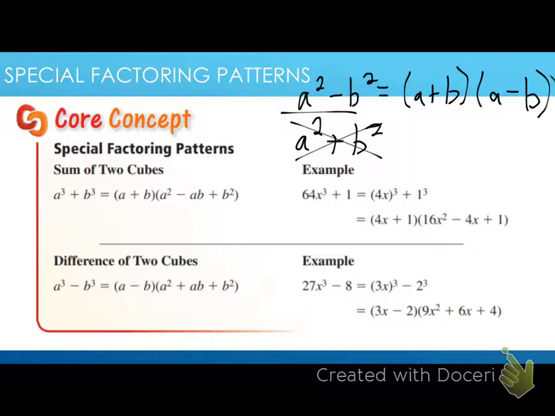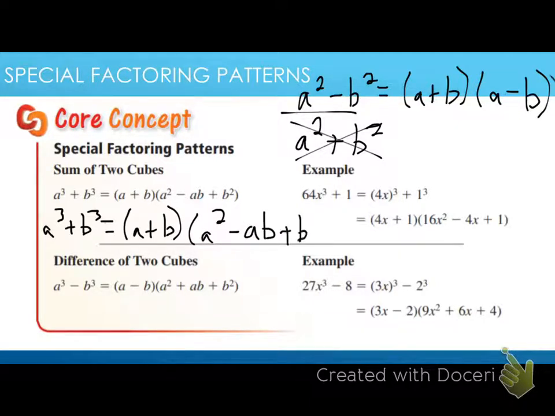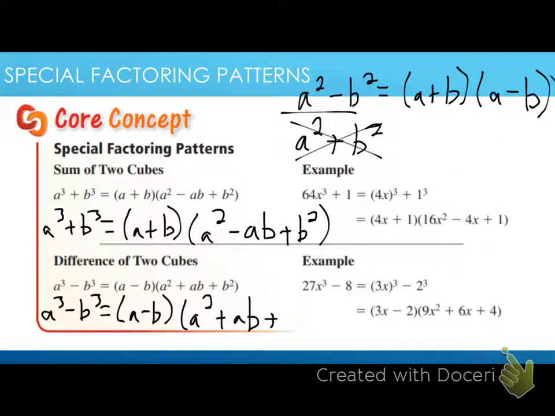Okay. Is that a cubed plus b cubed? Yes. That's a cubed plus b cubed equals a plus b times a squared minus ab plus b squared. Then down here, a cubed minus b cubed equals a minus b times a squared plus ab plus b squared. Make sure you have those formulas written down.